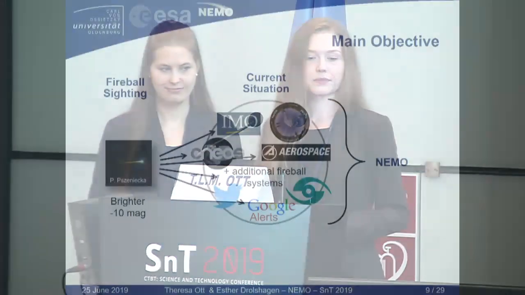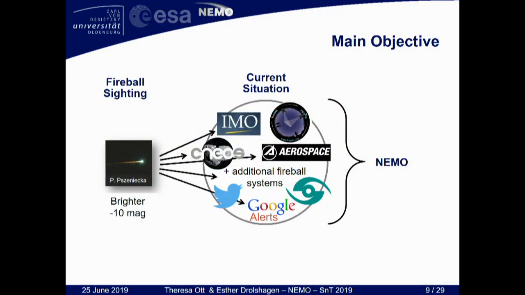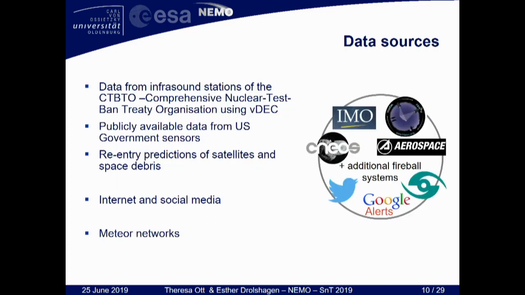So the main objective of our NEMO system is that the current situation is as follows. There is a bright fireball. This caused a lot of public attention. A lot of people have seen it. And there is information available about this fireball in a lot of different networks. In camera systems, they can be detected by radar, but also, for example, by the infrasound data from the CTBTO. And we would like to combine all available information in our system to get, in the end, the largest amount of information about our entering asteroid.